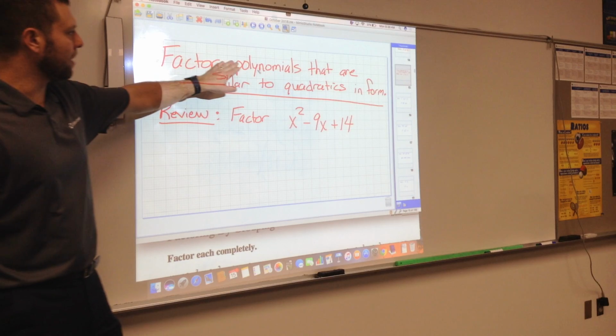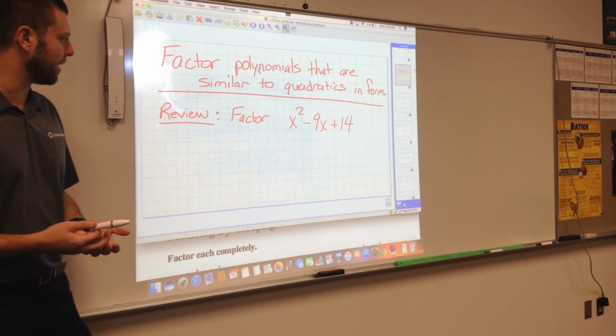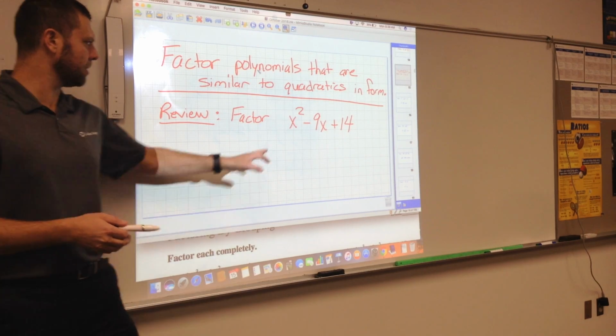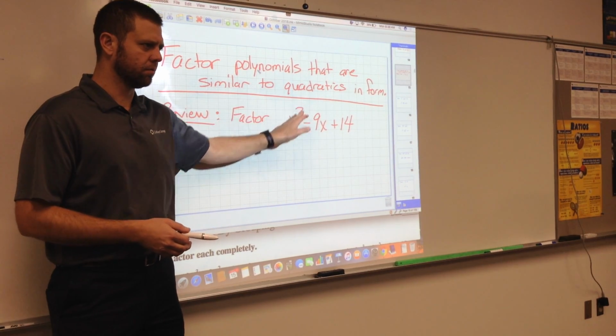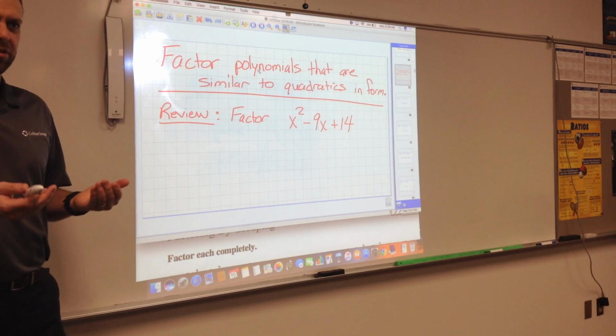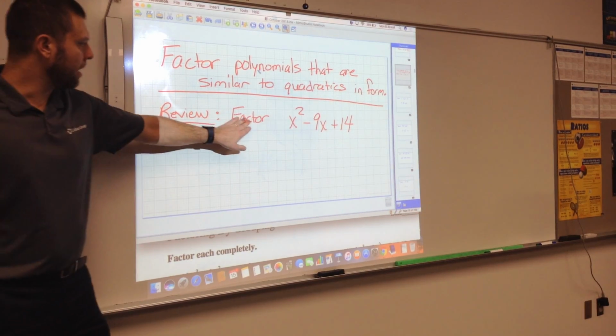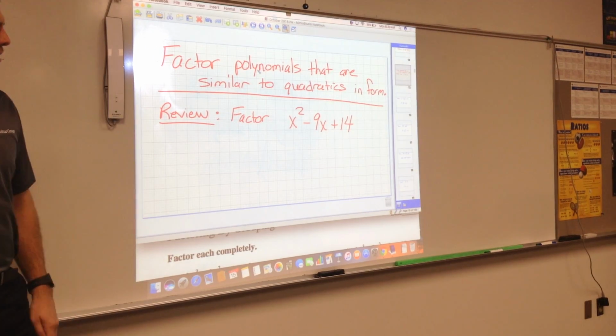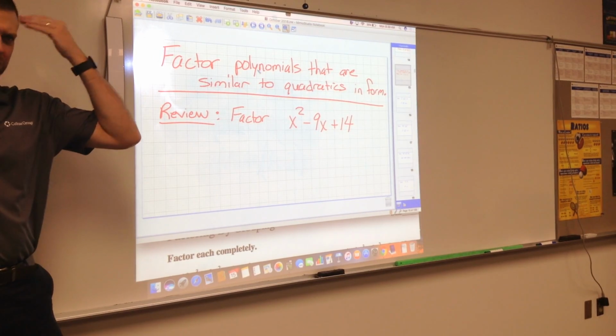We're going to factor polynomials that are similar to quadratics, but they're not going to be quadratics. Okay? Remember, quadratic means a degree of 2. We're going to have higher degrees than that. But, real quick, how do we factor this quadratic trinomial again? What's our thought process? What's going through our head?